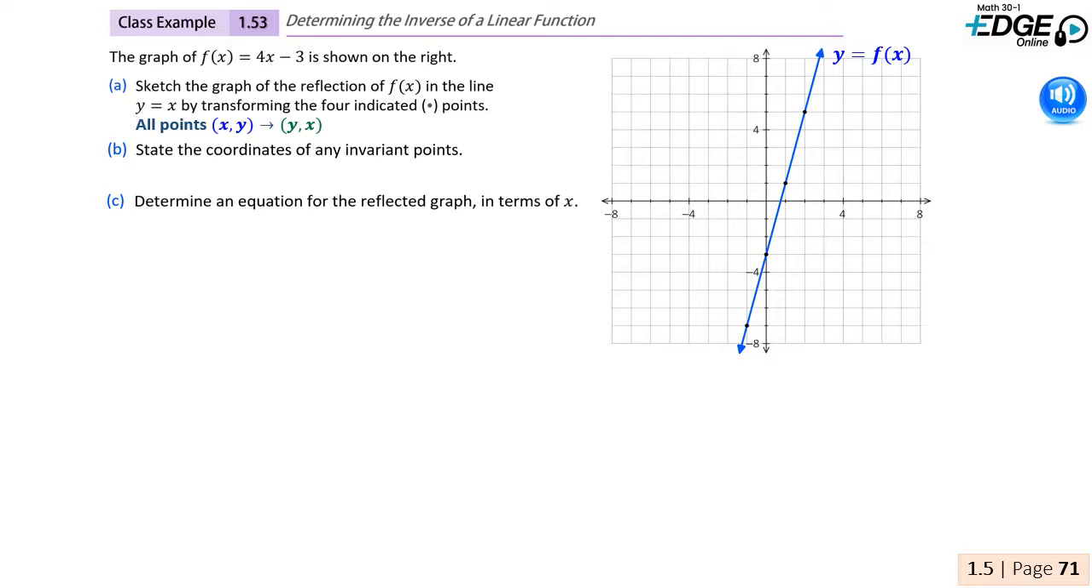Let's first treat the reflection by changing all points xy to yx. Now, it's important to note, I've gone through this kind of quickly, but the reflection in the line y equals x is equivalent to the question saying, what is the inverse?